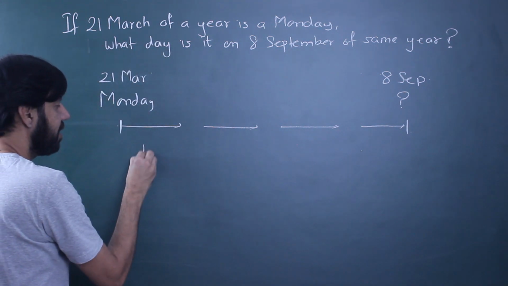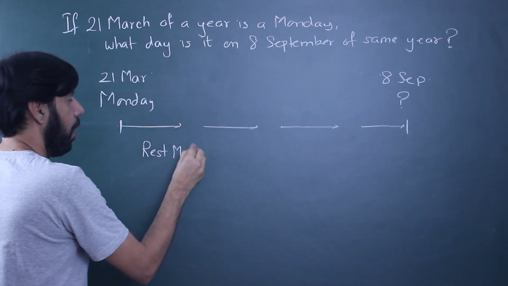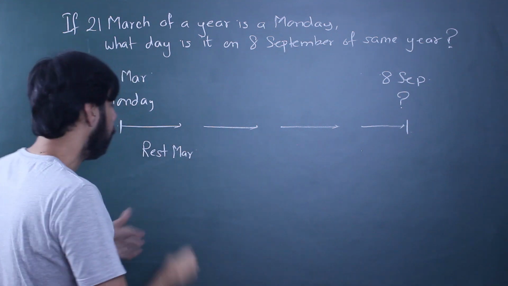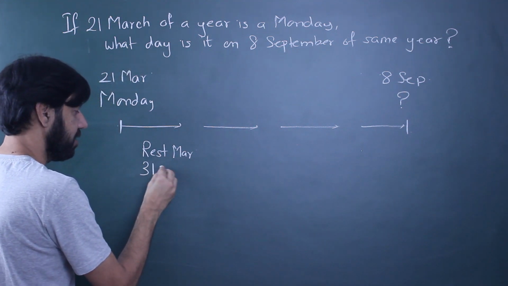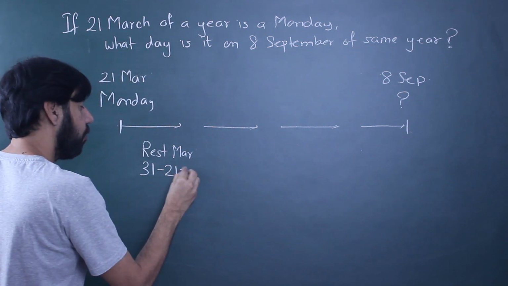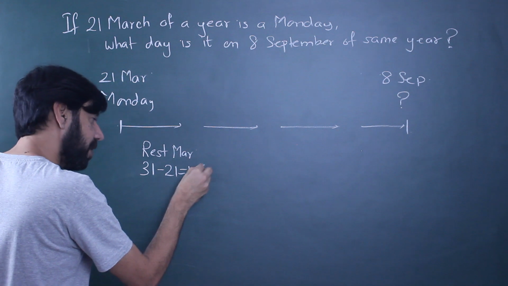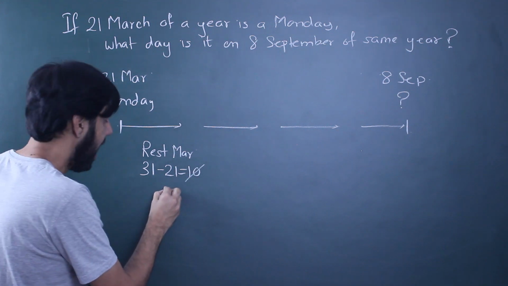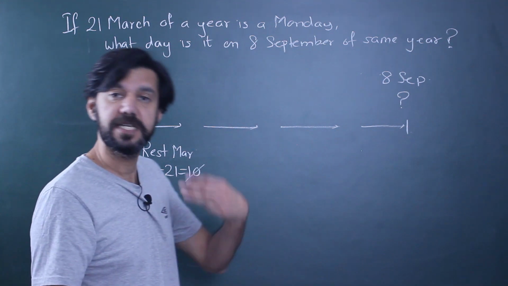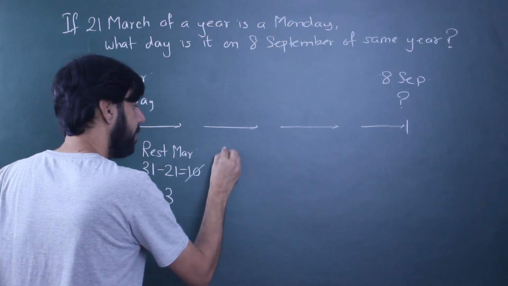I will start with the rest of March. 21 days of March are over. March has 31 days, so I'll subtract the 21 days which are over till now, right? And what is left is just 10 days. This 10 days also I'm going to divide by 7 and say that's 1 week and just 3 extra days. March done. Now April.